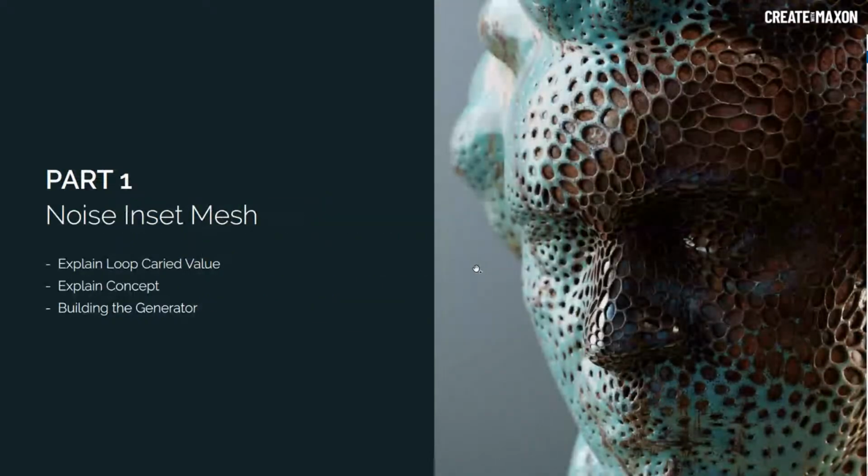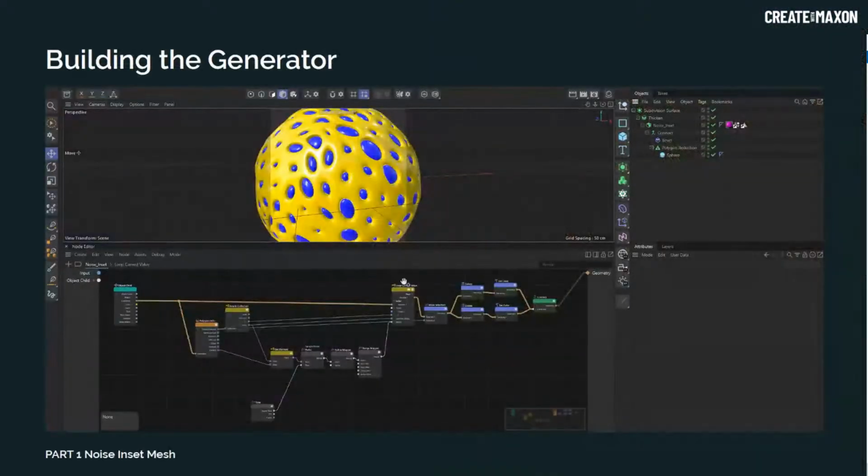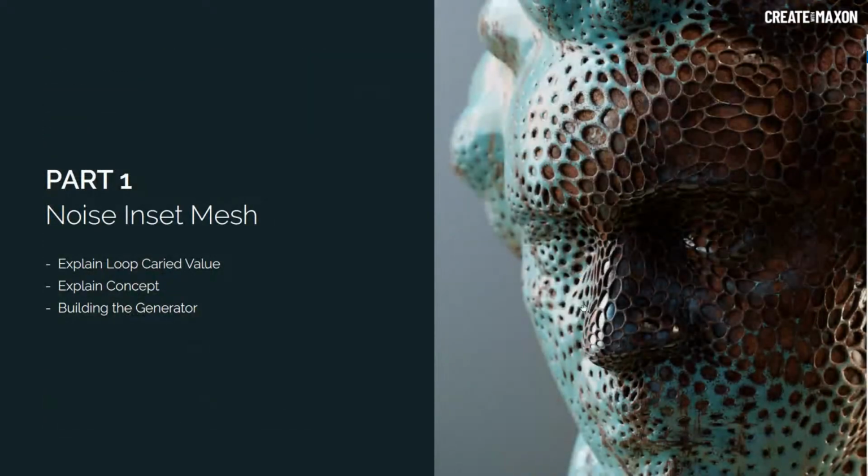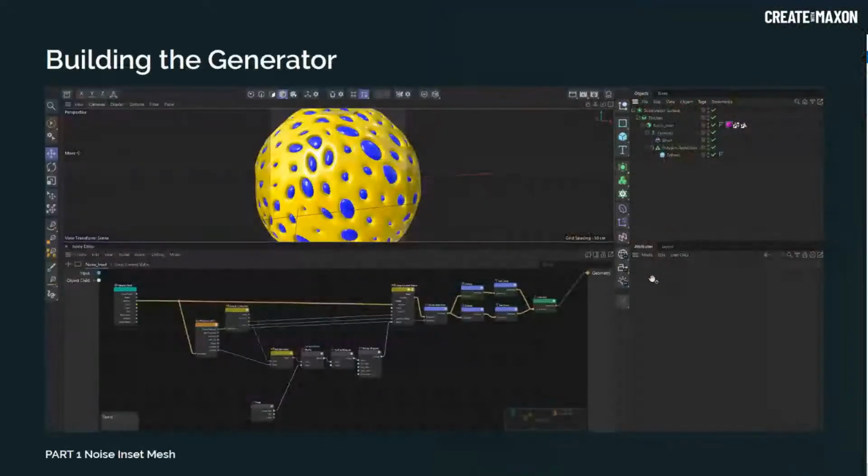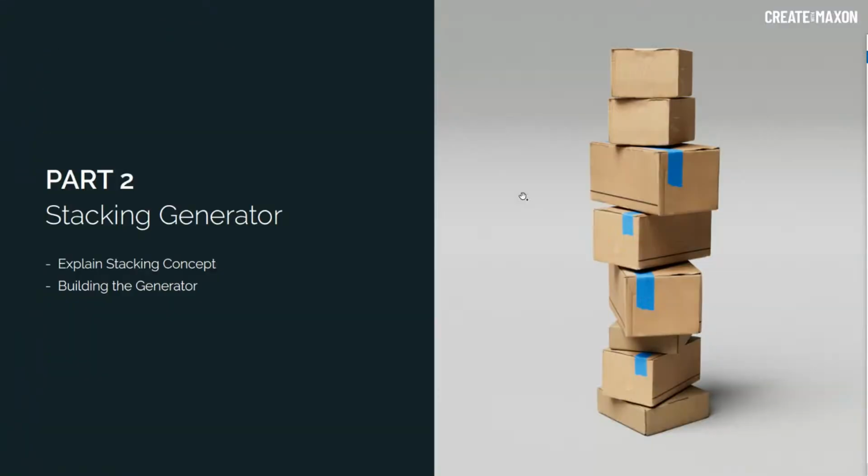So what we do first is actually the main image here. We do a noise inset mesh. I'll come to this, and I'll also show you some videos where I explain the loop carried value. Then we build the generator together. We build this little ball here. This is actually the same principle as this head here and this ball, so a little bit of an easier setup. And then the next one, we build a stacking generator where we can stack boxes or whatever on top of each other, depending on their Y size.